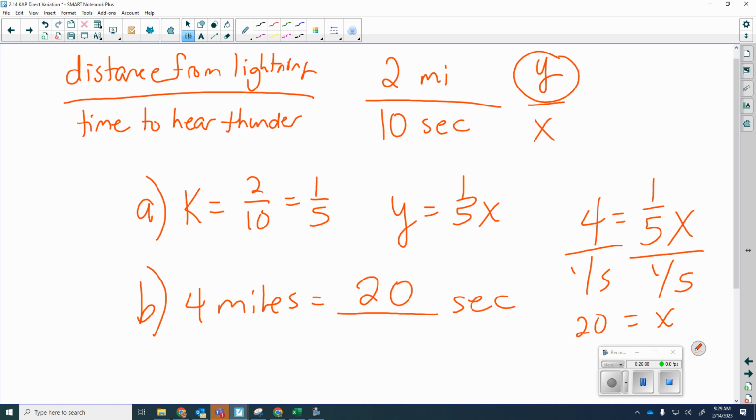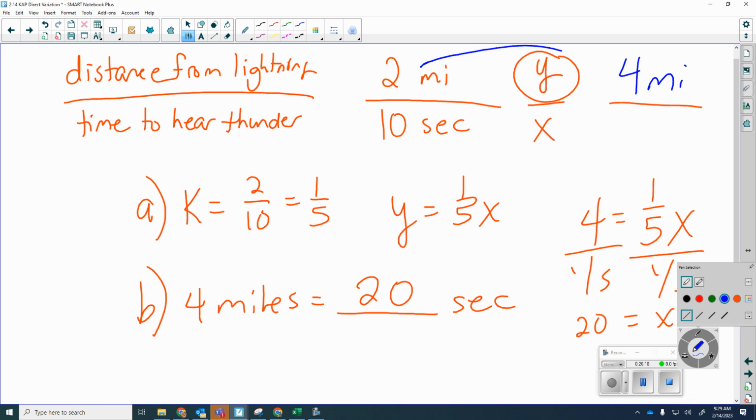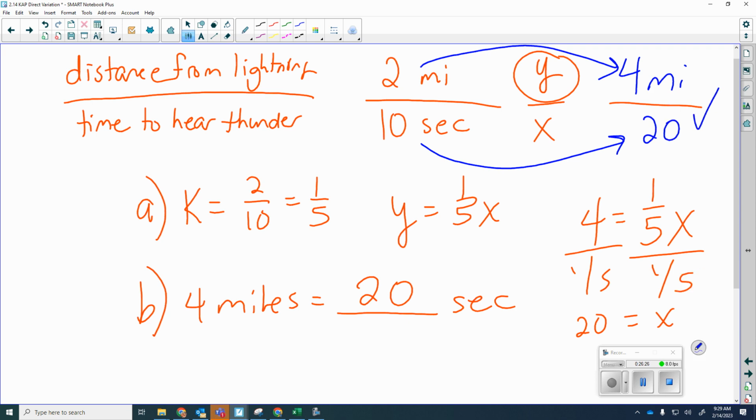Let's see if that makes sense. Thinking about this a different way, about a 6th grade way, right? If I wanted to get from 2 to 4, how could I do that? Times 2, and then 10 times 2 would be 20, right? So that was just a way for us to check and make sure we got it right.